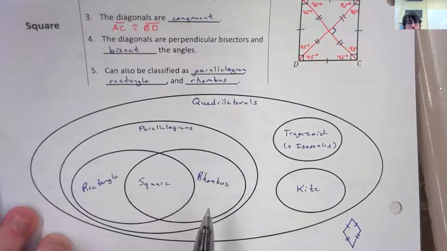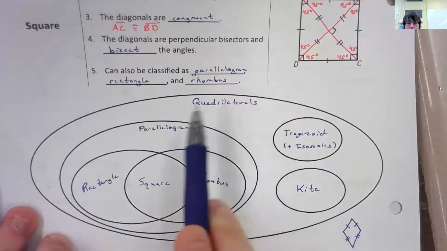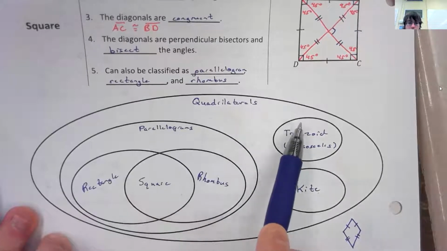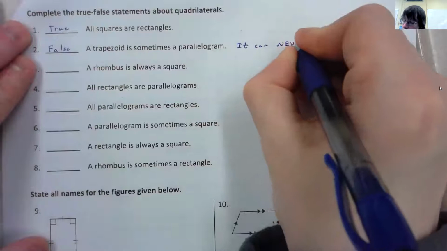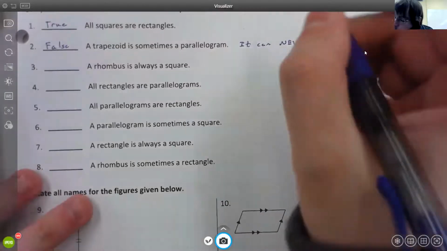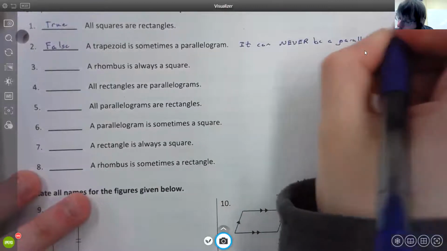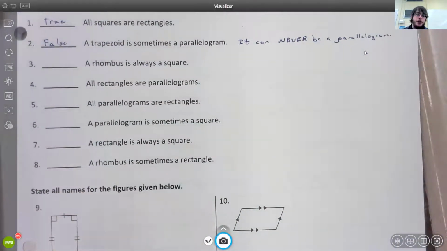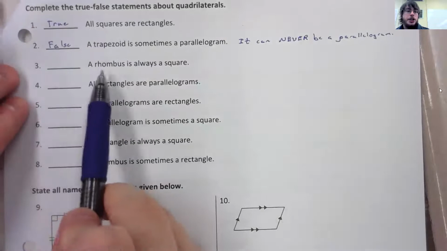So that means that these shapes can never be one another. So a parallelogram can never be a trapezoid, and a trapezoid can never be a parallelogram. So this one would be false. So it can never be a parallelogram. And vice versa. A parallelogram can never be a trapezoid. All right, next one. A rhombus is always a square.